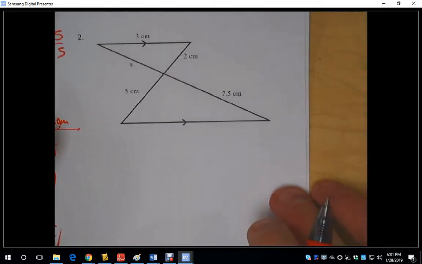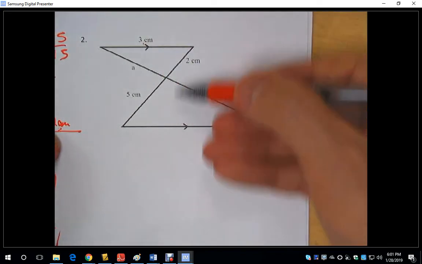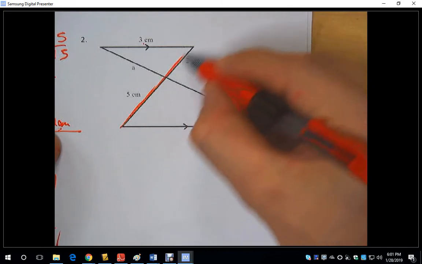So let's move on to this one. I have parallel lines cut by, let's look at this transversal.